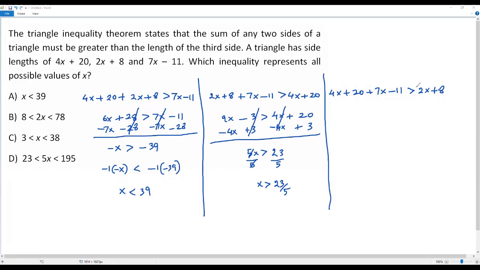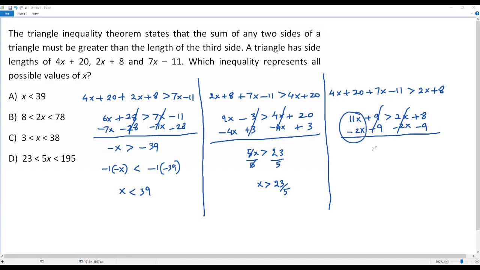Now let me do some simplification in the third inequality. Let's combine the like terms, 4x and 7x, and I'm getting 11x. When I combine the positive 20 and negative 11, I'm getting positive 9, greater than 2x + 8. Now let me subtract 9 from both sides of this inequality and also 2x. Then the positive 2x and negative 2x will cancel. Positive 9 and negative 9 will cancel out.